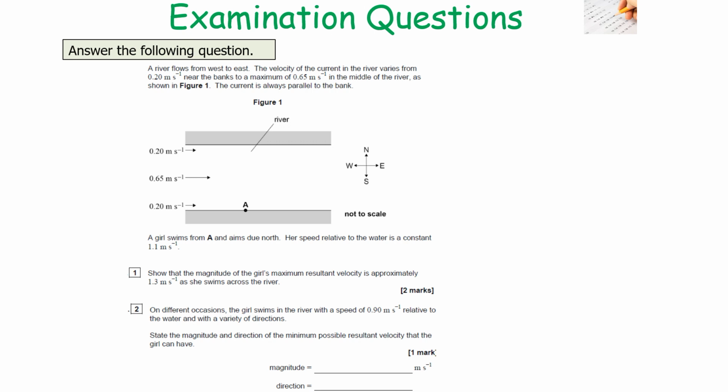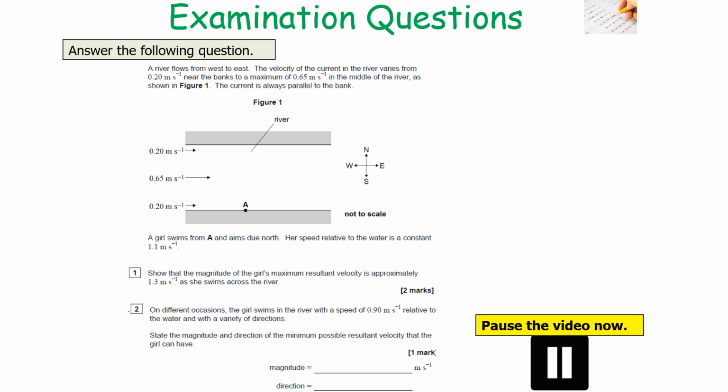On different occasions, the girl swims in the direction with a speed of 0.90 meters per second relative to the water and with a variety of directions. State the magnitude and direction of the minimum possible resultant force that the girl can have. So let's have a look. If you pause the video now, then we'll have a go at answering that particular question.